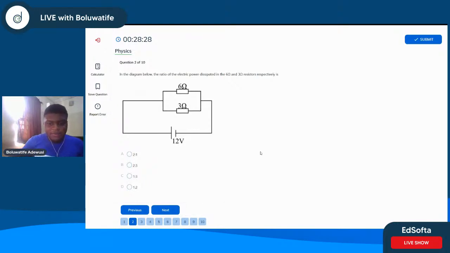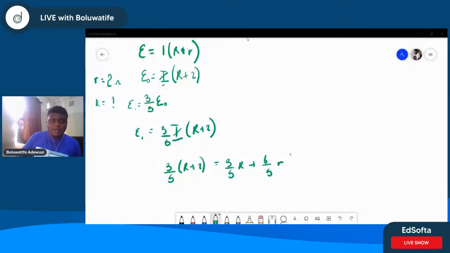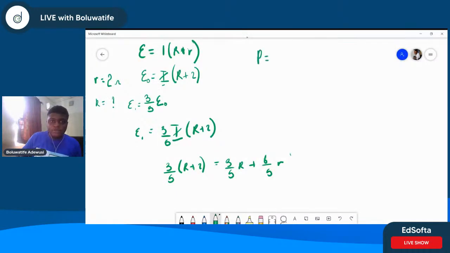So if I switch back to my board, we can just quickly go through it. It's pretty simple. Remember, the formula for power is P equals IV, but you can also have it as I squared R. You can also have it as V squared over R.